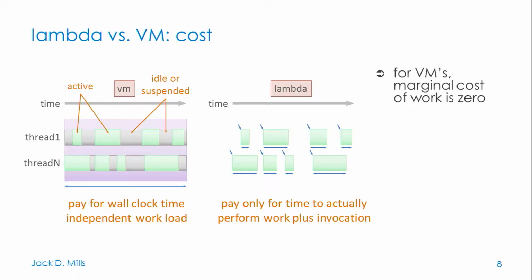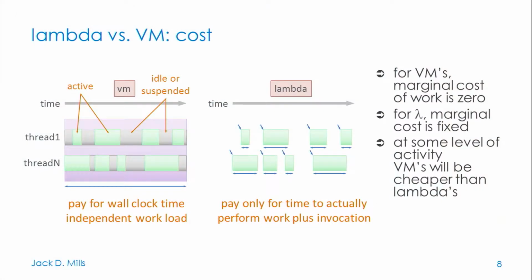So the difference here is that the marginal cost of more work for a virtual machine is zero. You're paying for wall clock time whether you're doing anything or not. For Lambda, the marginal cost is some fixed number, right? Whatever the dollars per gigabyte second, depending upon your memory size. So what that means is there's going to be some level of activity above which Lambda will be more expensive than a virtual machine.